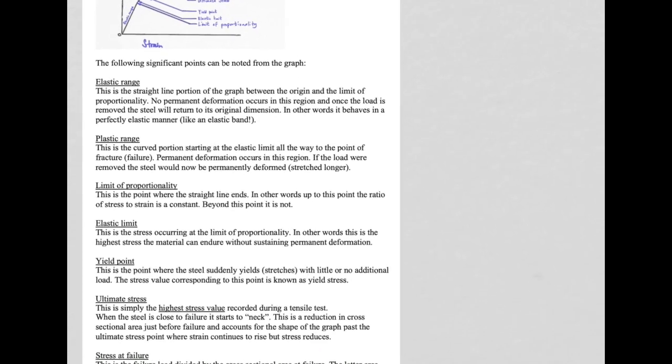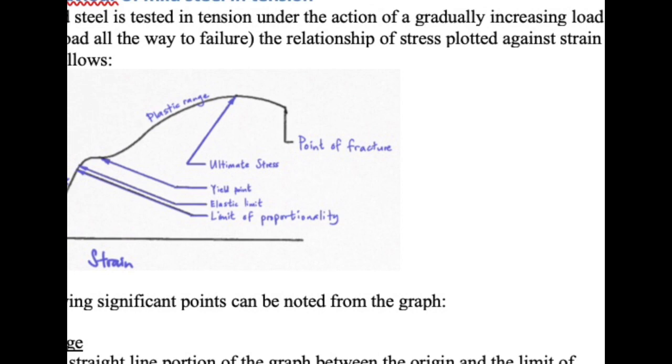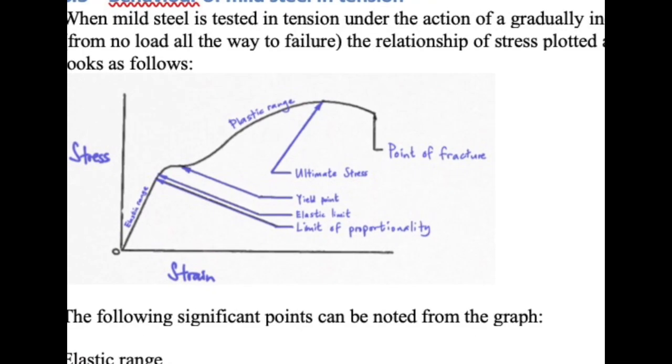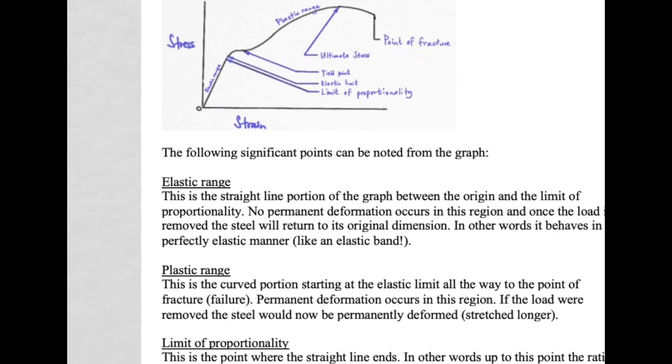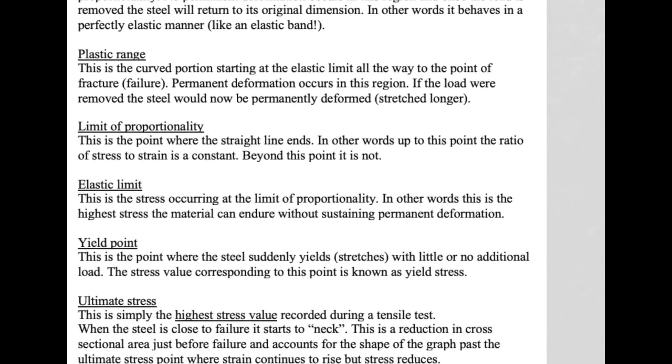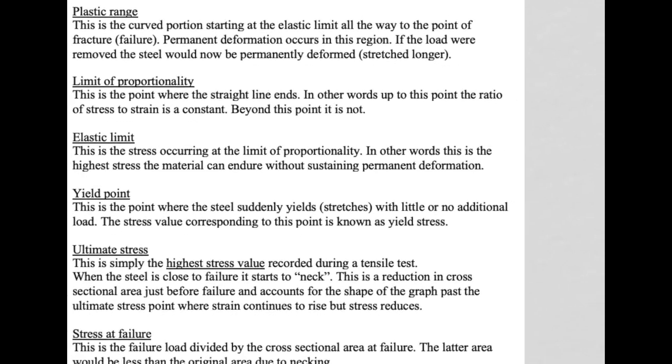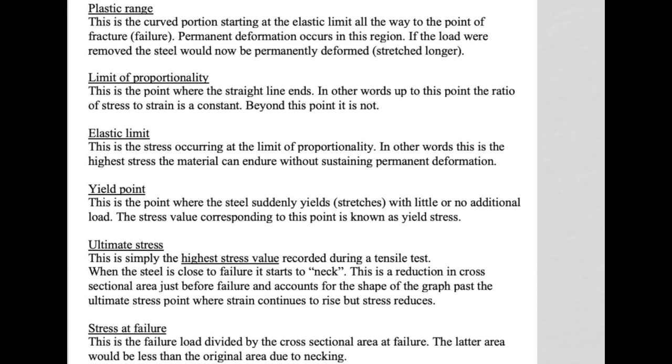Okay, one more is the ultimate stress. Let's go back to the graph. Have a look where ultimate stress is. This is where the graph peaks. And remember, the value that is peaking is the stress value. Okay, so back to the definition. What does it mean? It says the ultimate stress is simply the highest stress value recorded during a tensile test. No need to make it more complicated than that. It's simply the highest value.